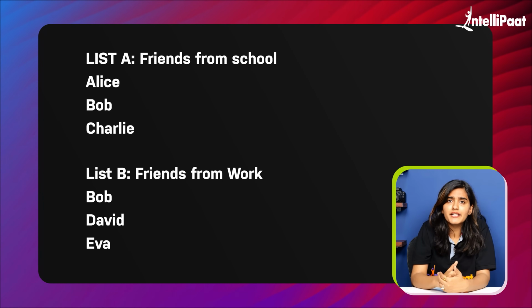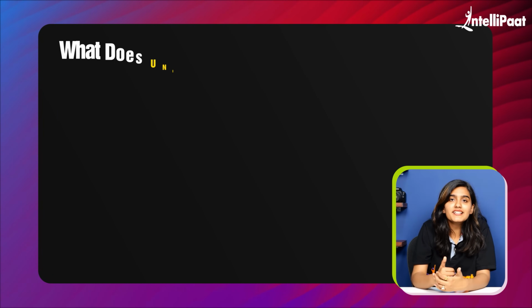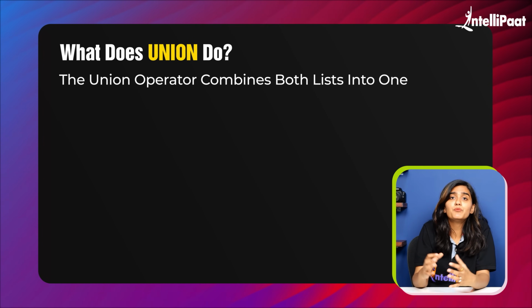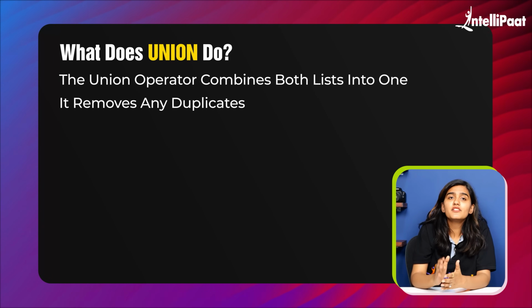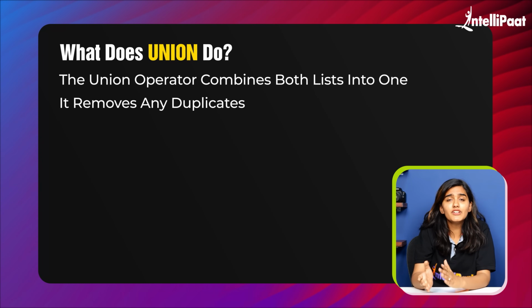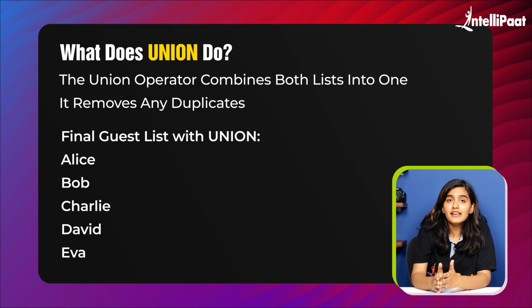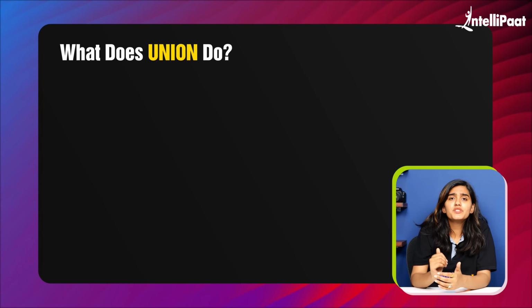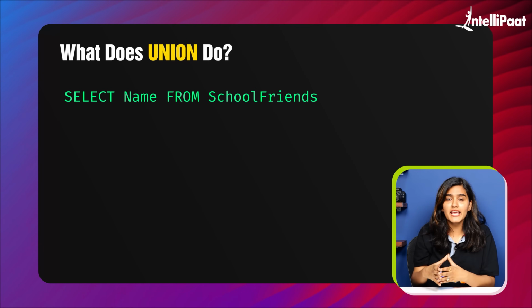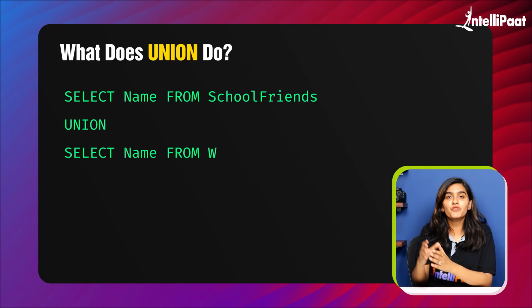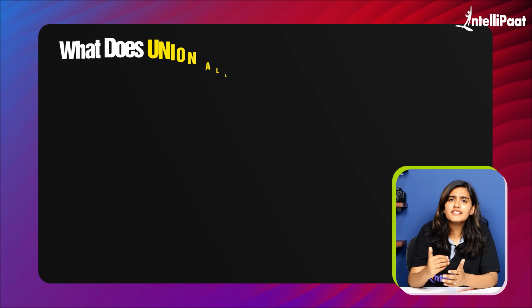Now you are throwing a party and you want to create a single list of the guests who are coming to your party. So what does union do? The union operator combines both the lists into one. But here's the catch, it removes any duplicates. So if someone is present in both the lists, they will only appear once in the final list. So the final guest list will be Alice, Bob, Charlie, David and Eva. In SQL, when you use union, it looks something like: select name from school friends table, union, select name from work friend table.